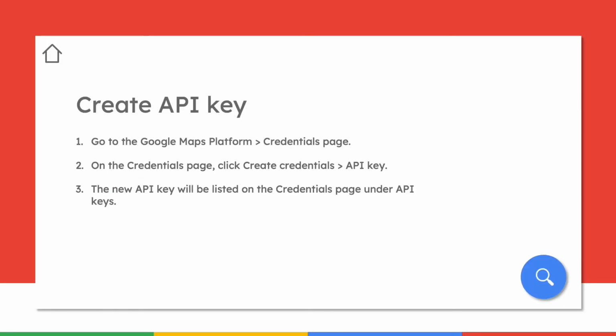Now we will need to create an API key. For that purpose, go to the Google Maps platform, find the credentials page, and on the credentials page, click on Create Credentials and select the API key. After successfully creating the key, it will be displayed in a second on the credentials page under your keys. I will show you shortly how you can create the key and how your credentials page will look.